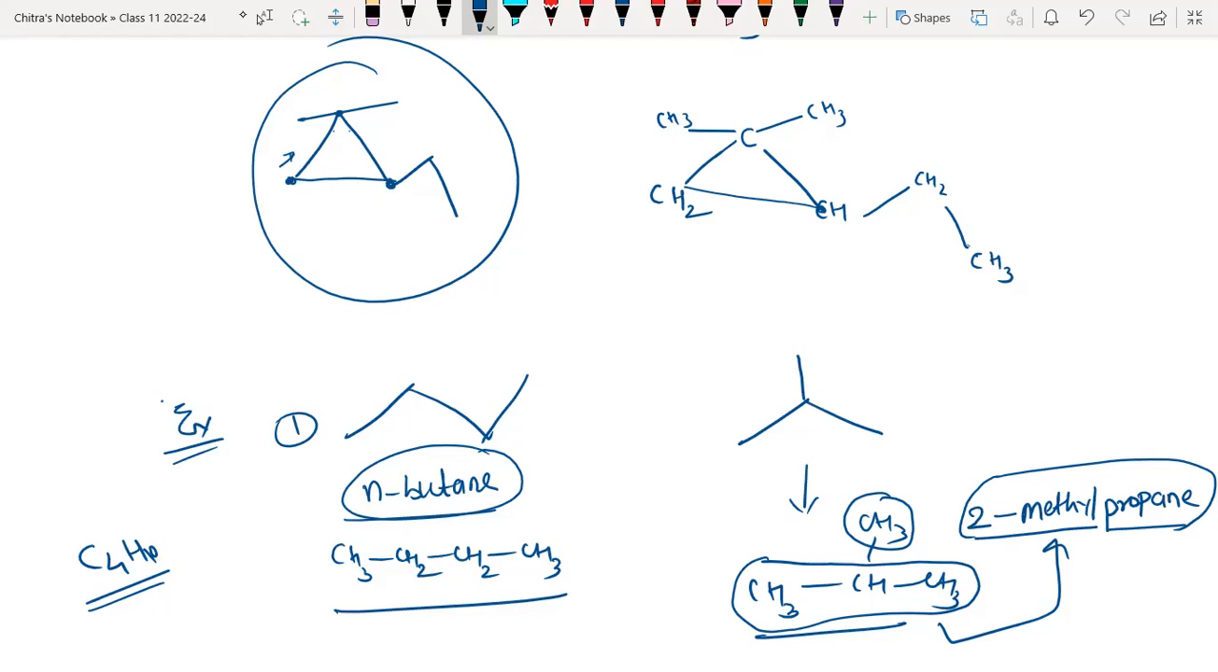But we have divided isomers into two main categories. First one is called structural isomers and the other one is called stereoisomers. So now we are going to understand the types.